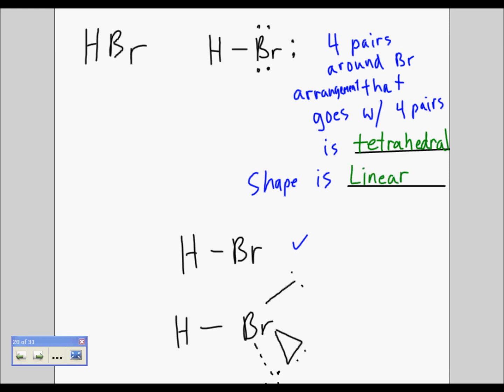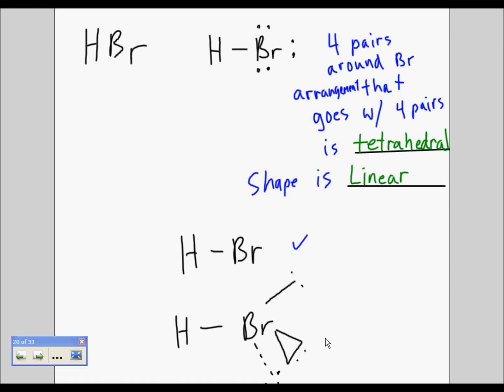In terms of drawing this, you can draw it this way. Here I put a little check mark to show that this is okay. When you draw the shape, you don't have to show the lone pairs. You can, but you don't have to. In this case, the Lewis structure and the molecular shape are the same because it's linear. So you can draw it this way without showing the lone pairs.